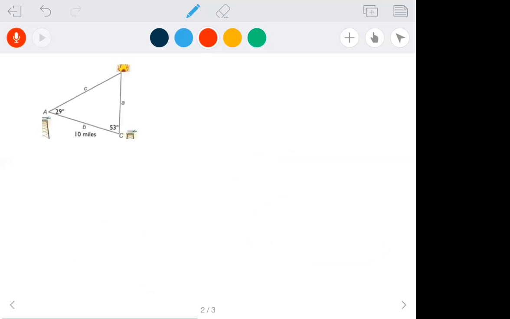So in this example, we're given a triangle. And this is actually a problem from the textbook, but we've got side lengths A, B, and C. Notice that they tell us what B is. B is going to be 10 miles. We know that angle A is 29 degrees. And we know that angle C is 53 degrees. But up here, we've got B, because it's across from little b.